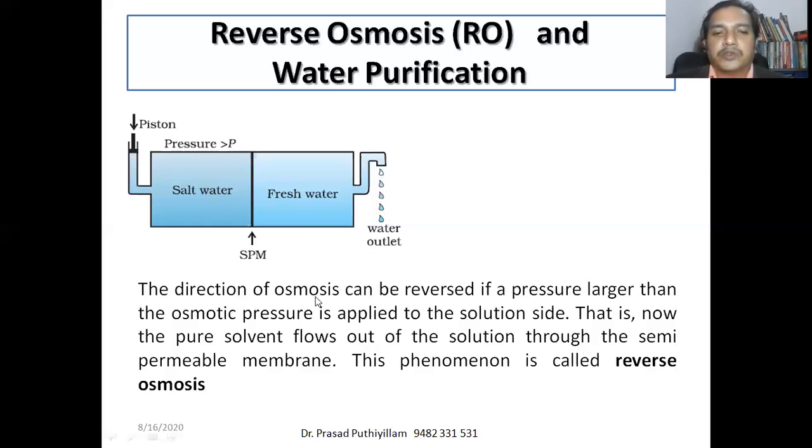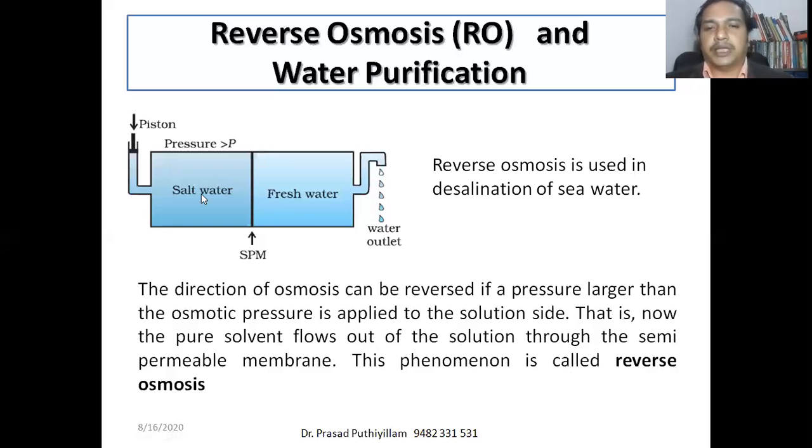Okay, so the direction of osmosis can be reversed if a pressure larger than the osmotic pressure is applied to the solution side. It is now the pure solvent that flows out of the solution through the semi-permeable membrane, and this phenomenon is known as reverse osmosis. Reversing the osmosis case, we call it reverse osmosis. Reverse osmosis has application in desalination of water, that is separating fresh water from saline water or salt water. We call it desalination. Usually cellulose acetate membranes are used as the semi-permeable membrane.